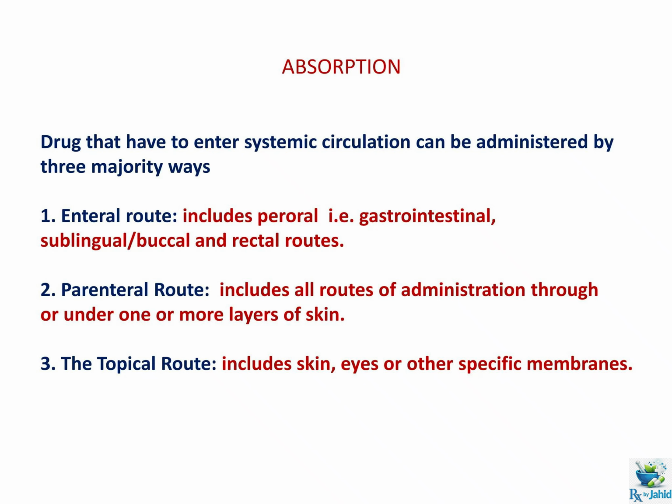Drugs that have to enter the systemic circulation can be administered in three major ways. So there are three main routes for drug absorption. One is the enteral route, another is the parenteral route, and another is the topical route. The enteral route includes peroral, gastrointestinal, sublingual, and rectal routes. Parenteral routes include all routes of administration through or under one or more layers of skin, and topical routes include skin, eyes, or other specific membranes.